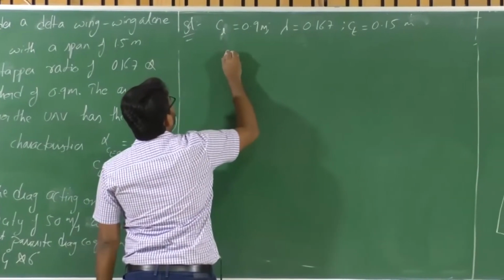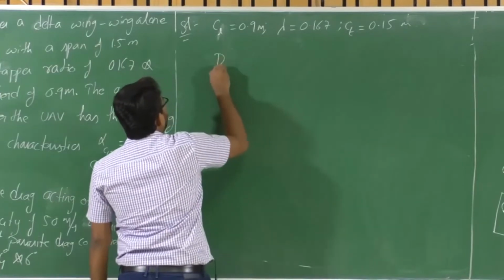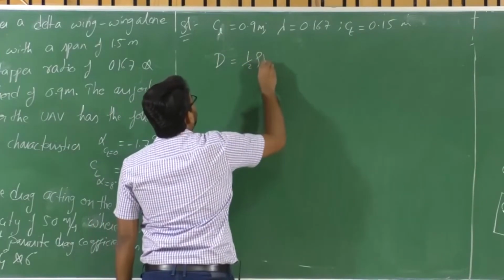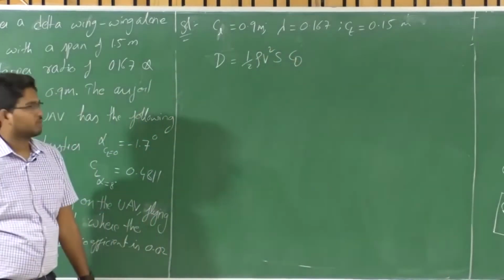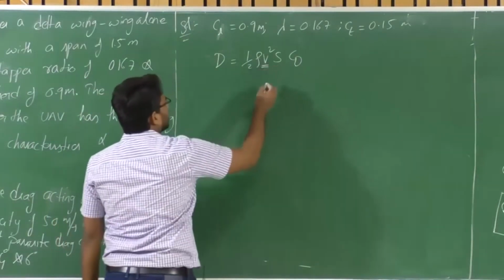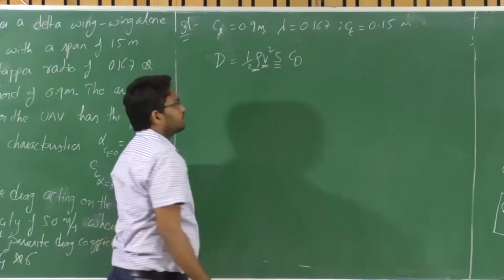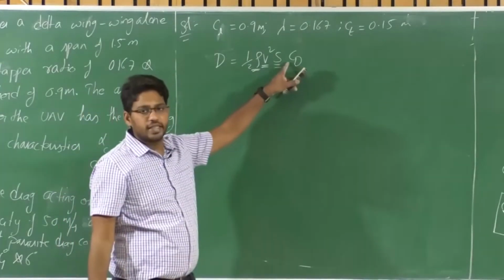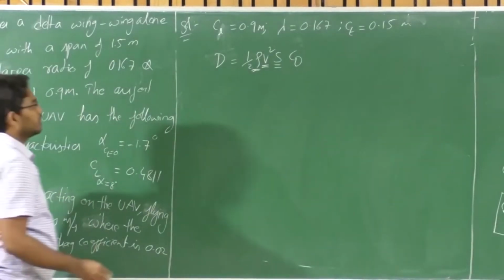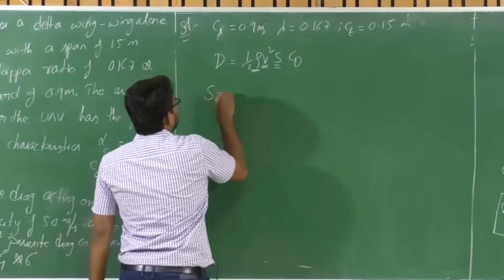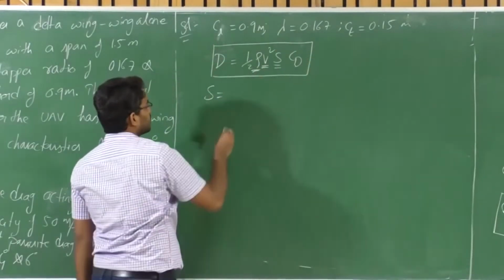So what will be the area of this wing? In order to find the drag on this aircraft, I need to know half rho V squared S times CD, isn't it? I know the velocity at which it is flying, and sea level density I know. I need to know the corresponding wing planform area as well as CD at alpha 4 degrees and at alpha 6 degrees. So how can I find that? First I'll try to find S for this configuration.